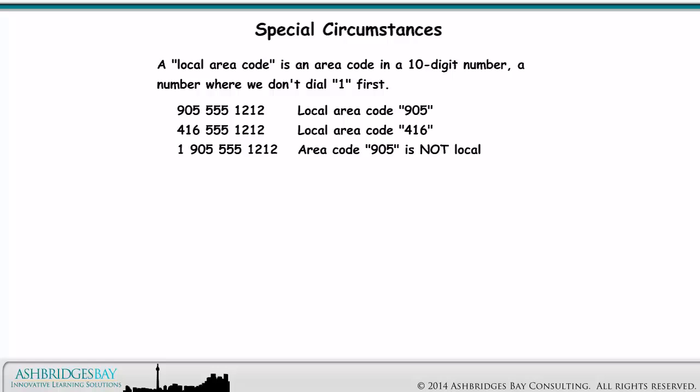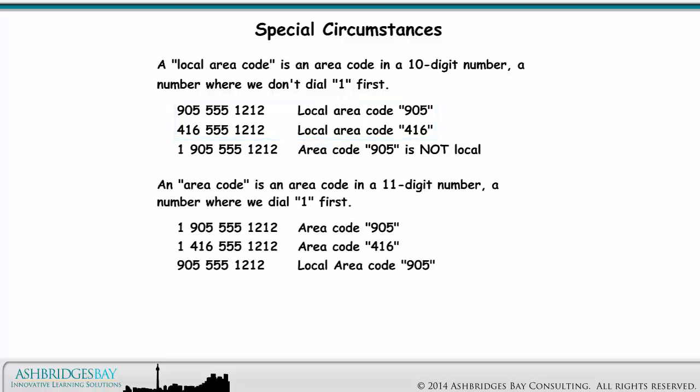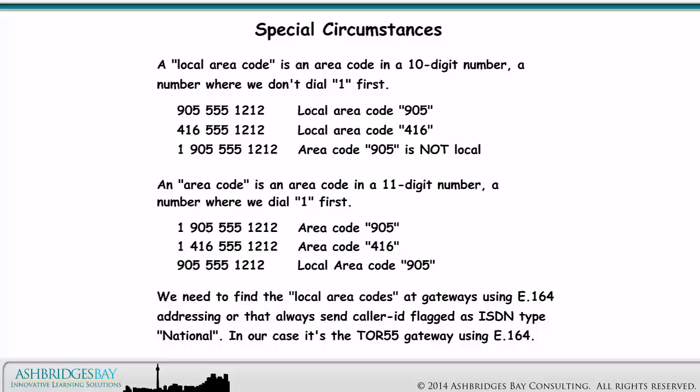A local area code is an area code in a 10-digit number, a number where we don't dial 1 first. An area code is an area code in an 11-digit number, a number where we do dial 1 first. We need to find the local area codes at gateways using E.164 addressing, or that always send caller ID flagged as ISDN type national. In our case, it's the Toronto 55 gateway using E.164.